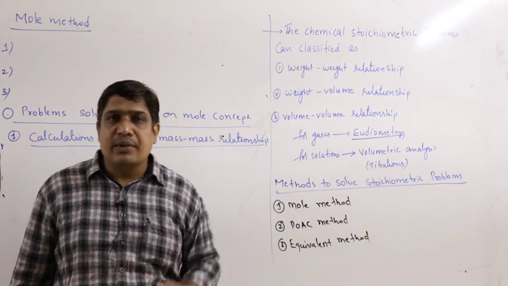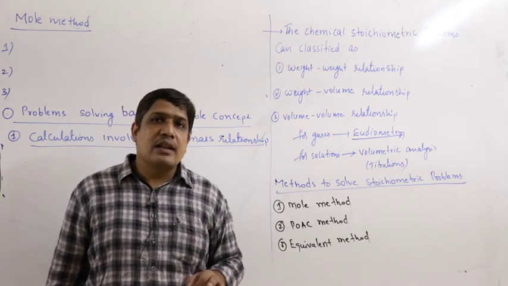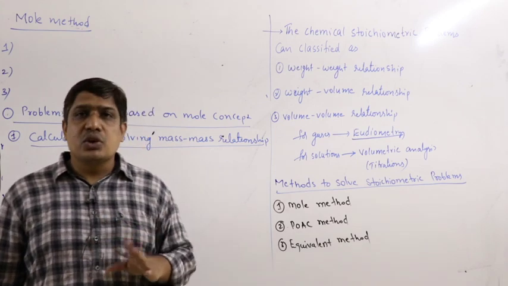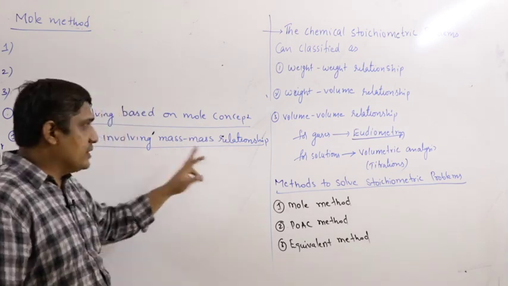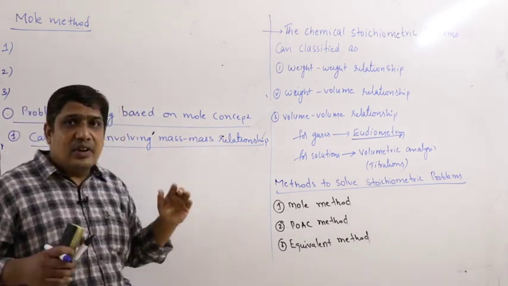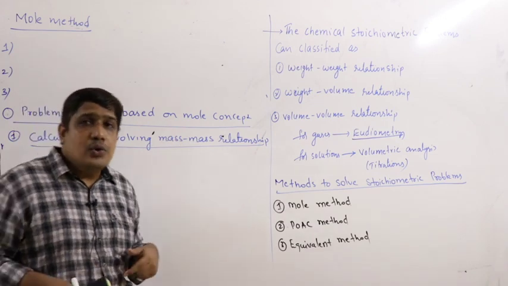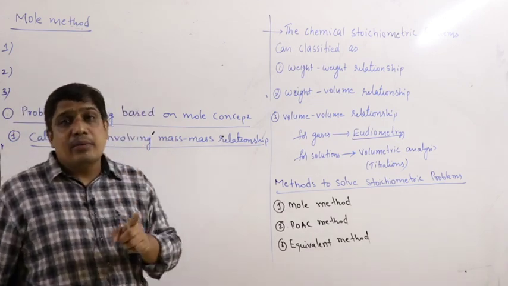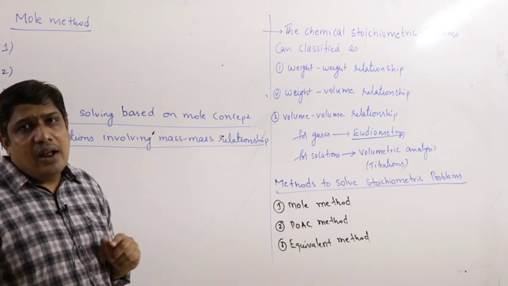After writing the balanced chemical equation. So first write the balanced chemical equation, then write the mole ratio, then think about the remaining things. Since you require mass, convert the moles into mass. How do you convert moles into mass? By multiplying with their respective molecular weight.